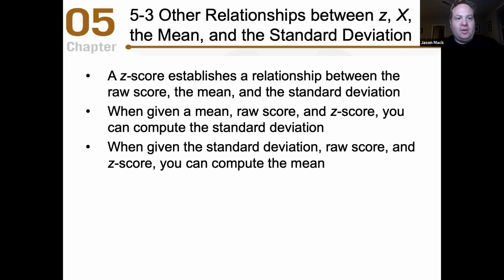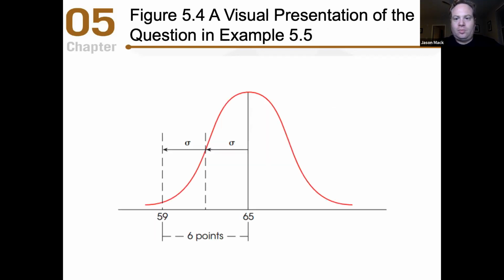Some other relationships between z, X, and the mean and standard deviation. A z-score establishes a relationship between the raw score, the mean, and the standard deviation. When given a mean, raw score, and z-score, you can compute the standard deviation. When given the standard deviation, raw score, and z-score, you can compute the mean. So here's a visual representation of the question. If two standard deviations correspond to a 6-point distance, then one standard deviation must equal 3 points.